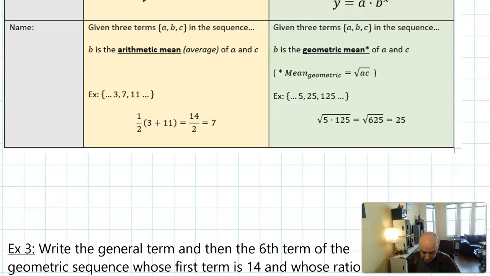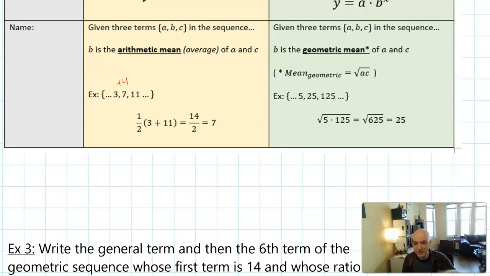Well, it turns out that if you have three terms in sequence, I just called them A, B, and C, the middle term is the arithmetic mean. We know that as the average of the other two terms. So if my arithmetic sequence with a common difference of +4 is 3, 7, 11, if I take the average of 3 and 11, I get 14 over 2, which gives me 7. That's the middle term.